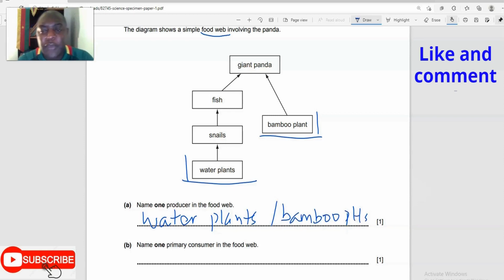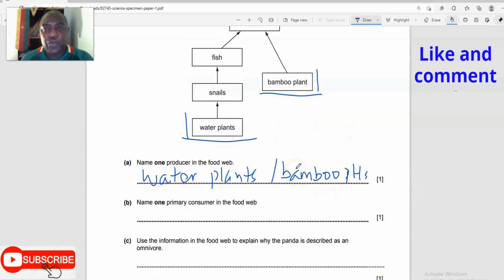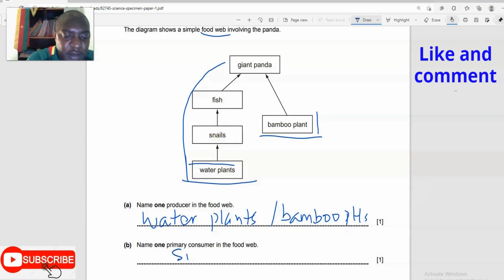Question number 2 says, name one primary consumer in the food web. For this particular food web, when we have the producer, the next trophic level is the consumer, and it's always the primary consumer. So for this food web, the primary consumer is the snails.